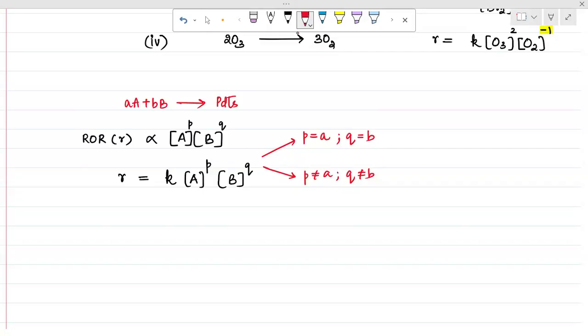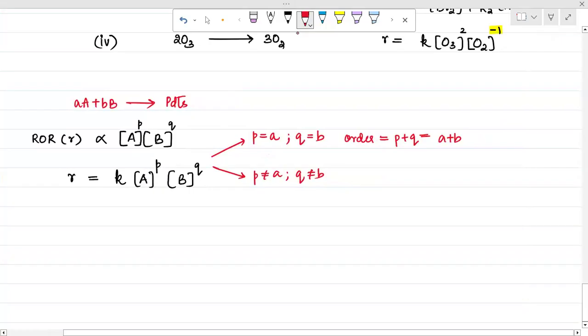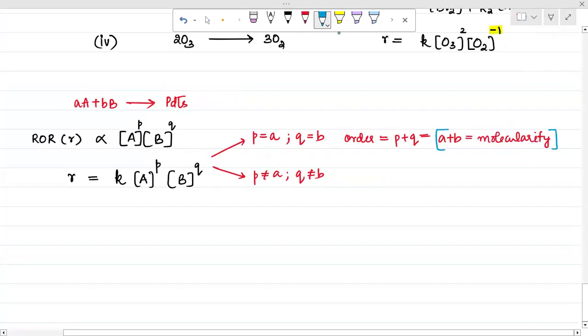So when they are equal, the order is equal to P plus Q, which is in turn equal to the sum of the coefficients, which is equal to a plus b. And this order, P plus Q, being equal to a plus b, is called molecularity. a plus b is called the molecularity of the reaction. That is the sum of the stoichiometric coefficients.